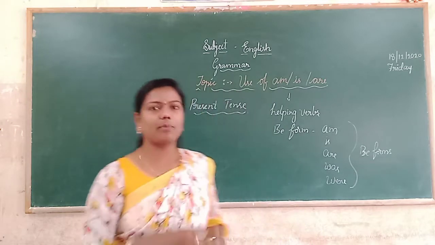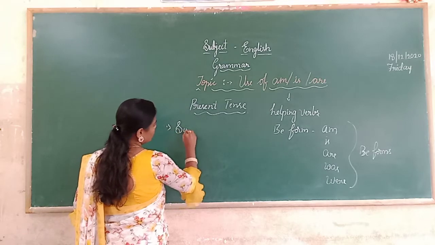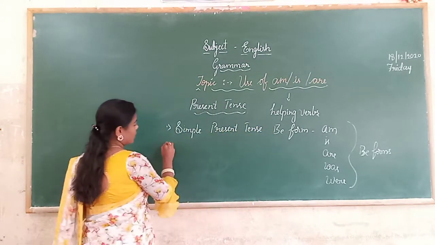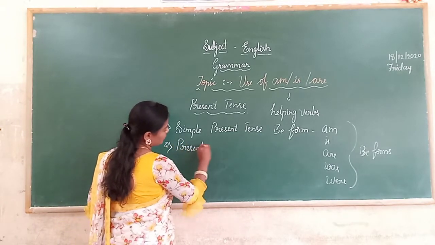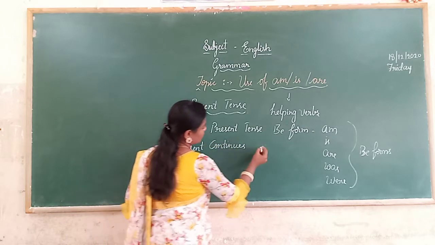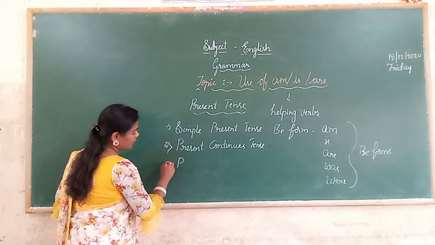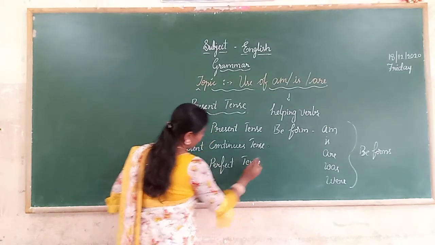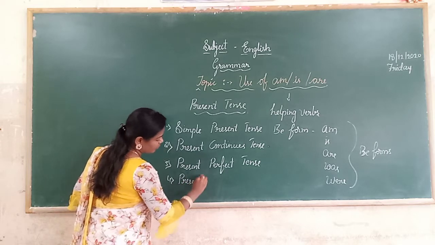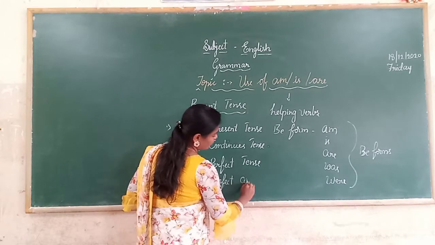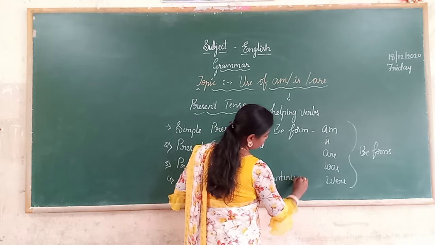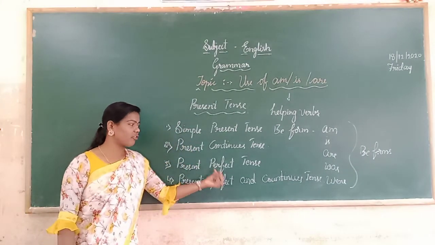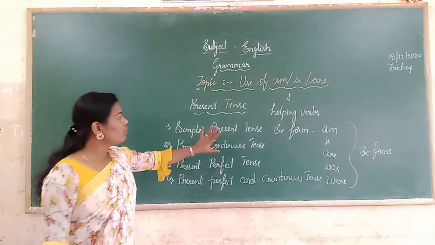In present tense there are four types. First, simple present tense. Second, present continuous tense. Third, present perfect tense. And fourth, present perfect continuous tense. So dear student, in present tense there are four parts: simple present tense, present continuous tense, present perfect tense, and present perfect continuous tense.